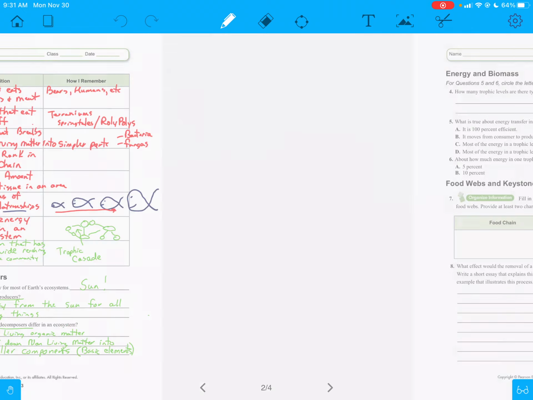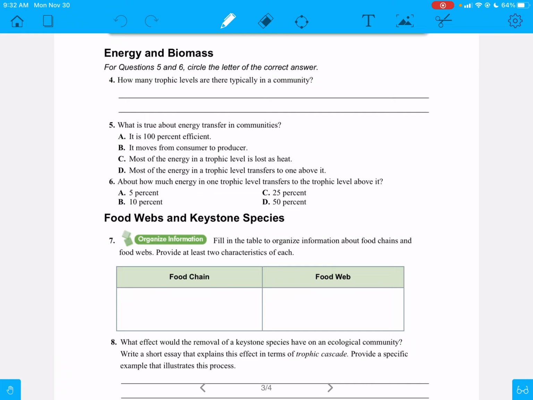So let's move on to page 3, 4, and 5, and I'm going to give you the answers to these as quickly as I can, since I've already given you a 20-minute video. Right? Okay. So this one says, how many trophic levels are there typically in any given community?